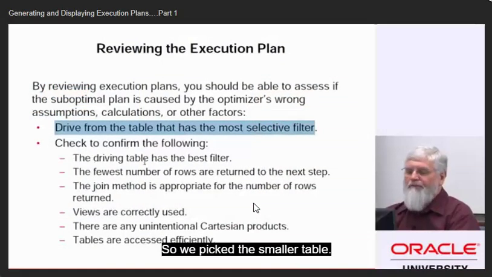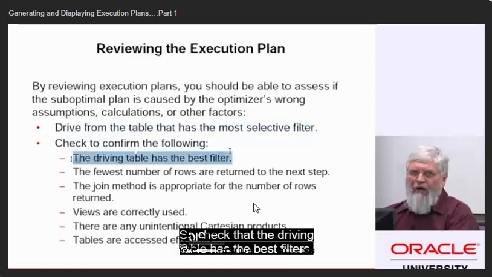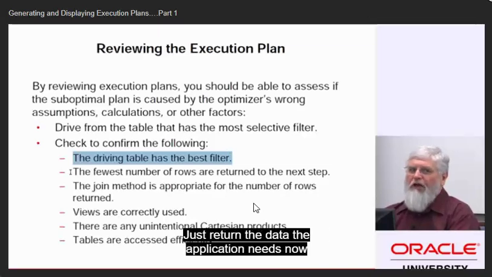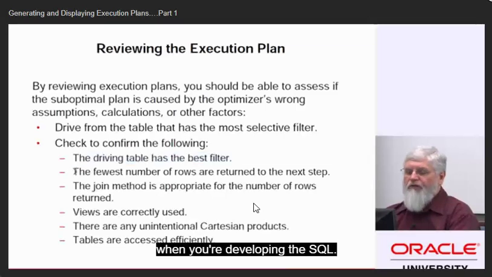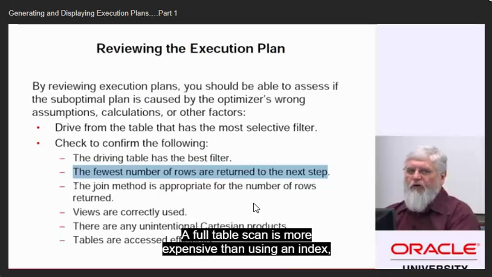Just return the data the application needs when you're developing the SQL. The fewest number of rows that are needed to solve the query are returned to the next step. A full table scan is more expensive than using an index because we reduce the cost of getting a reduced set of rows if we're looking at a small subset. The join method is appropriate for the number of rows.